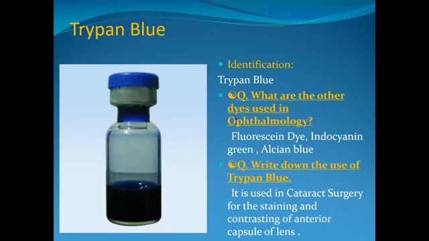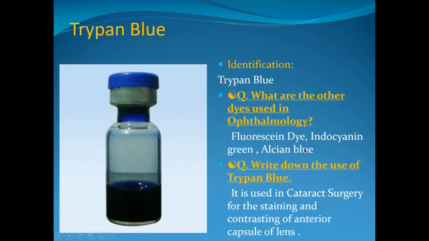And this is the trypan blue. Spelling is very important. Some examiners ask about the spelling of trypan blue. Trypan is a scientist's name. So the identification is trypan blue. There is a vial containing a bluish solution. And what are the other dyes used in ophthalmic procedures and different disease diagnosis, like fluorescein dye, you know already. And there are other important dyes, indocyanine green and brilliant blue.